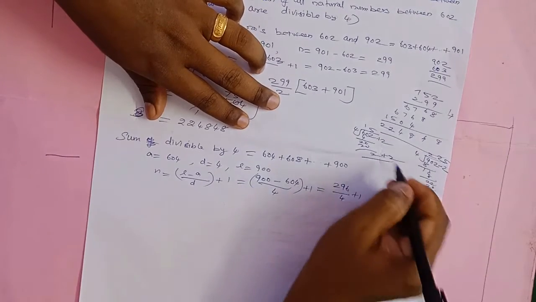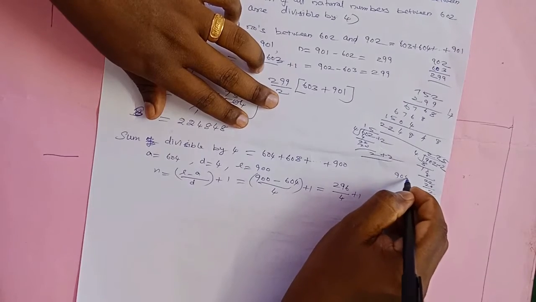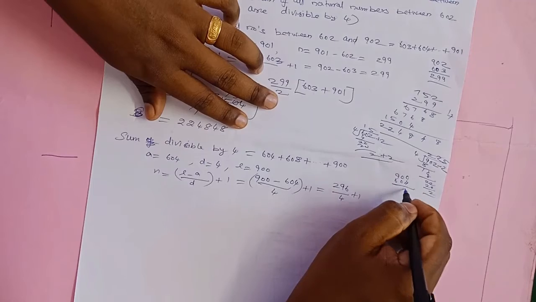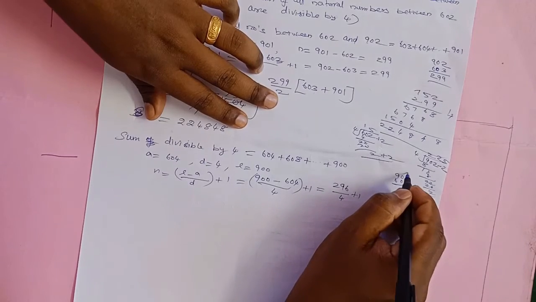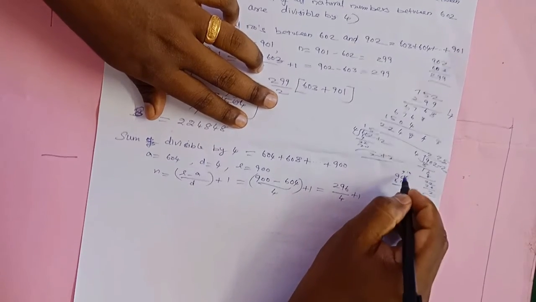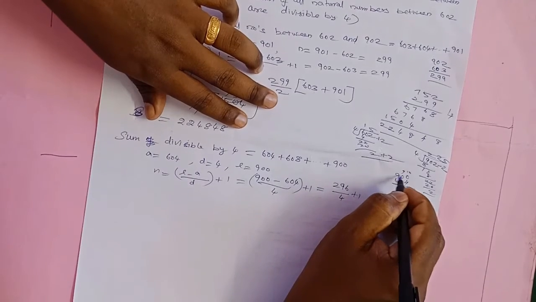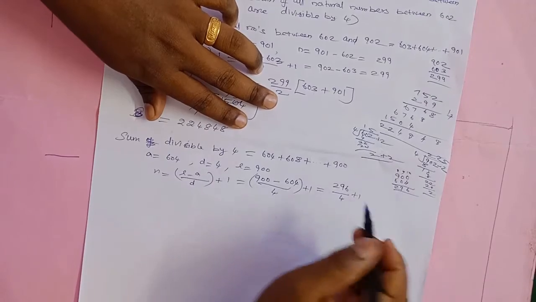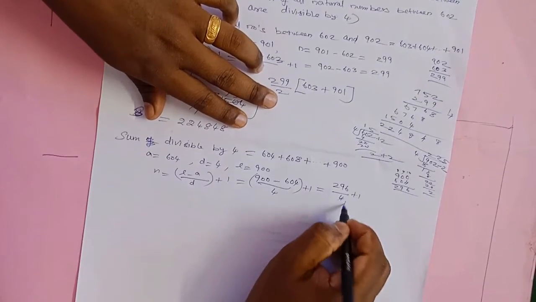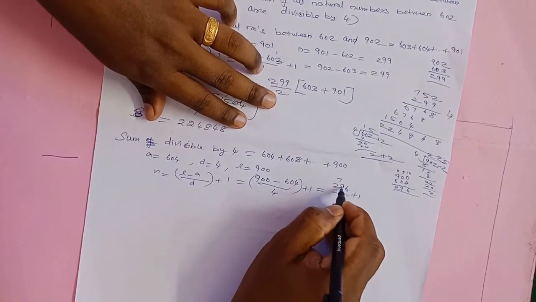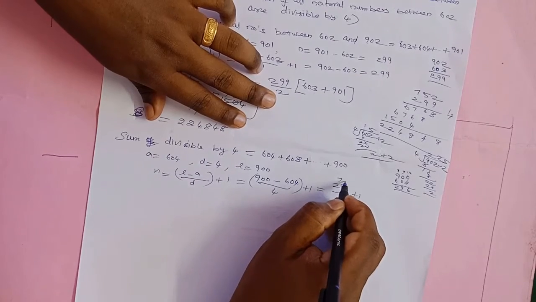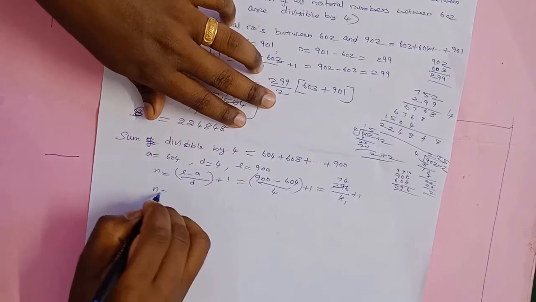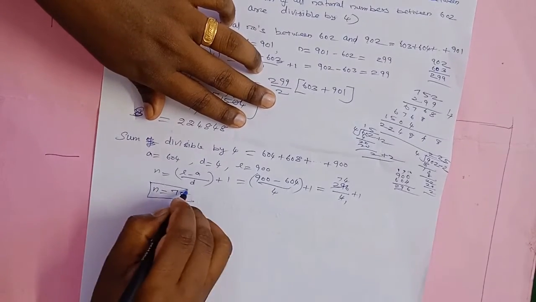If you have a doubt, just subtract 900 minus 604. When you get 10, 10 minus 4 is equal to 6. It will become 9. 9 minus 0 is equal to 9. When you give 1, it will become 8. 8 minus 6 is equal to 2. So 296. Divide by 4. 1 4 is 4. 7 4s are 28 plus 1, remaining 1, 16. 4 4s are 16. So 74 plus 1 is equal to 75. So n is equal to 75.